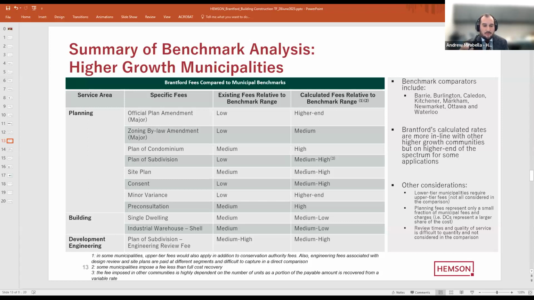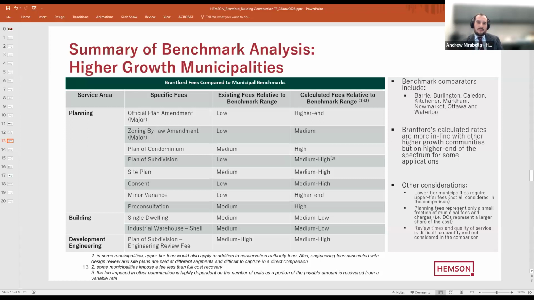The one thing that I do want to point out here is a bit of a caveat, I guess you could say, is that this purely looks at just the application fees themselves. It's very difficult on a planning application to compare always apples to apples. Secondly, Brantford's governance structure is also different than others, where some communities like Burlington have upper tier and lower tier charges. So there would be upper tier government charges applied for the planning application fees. The planning fees and engineering fees represent a much smaller fraction of all the municipal fees and charges which one would pay. For example, development charges would represent a larger share of that total cost.